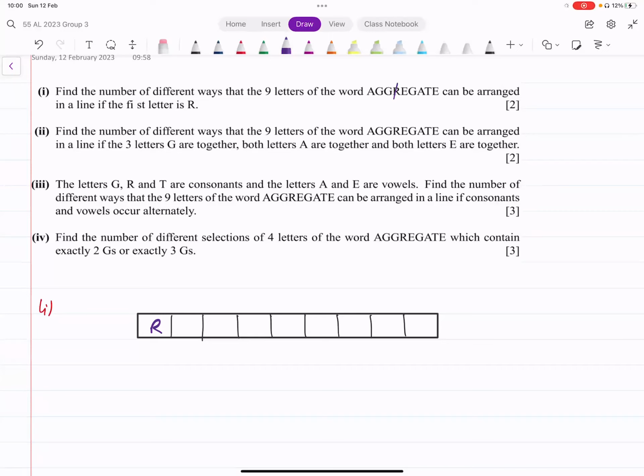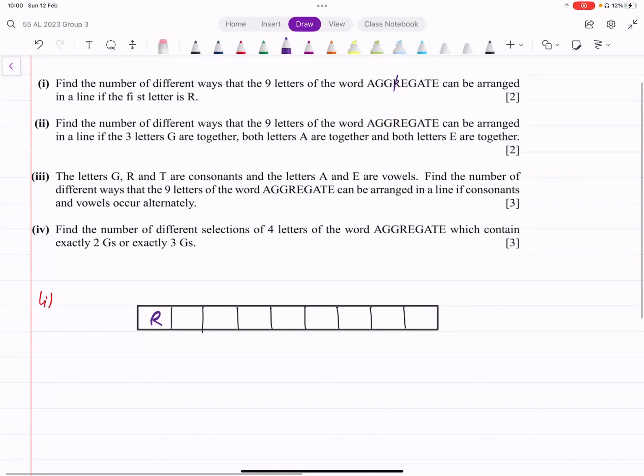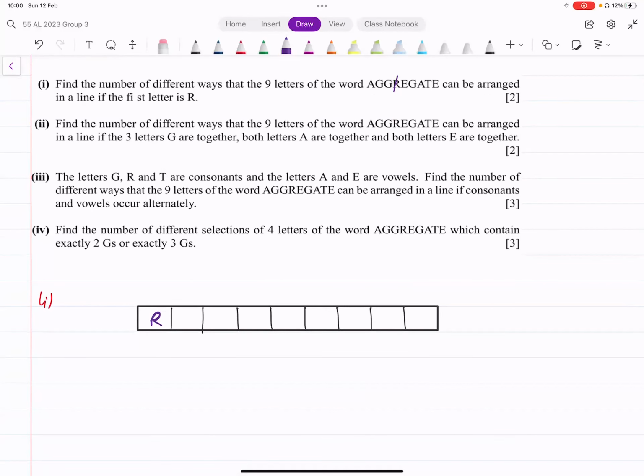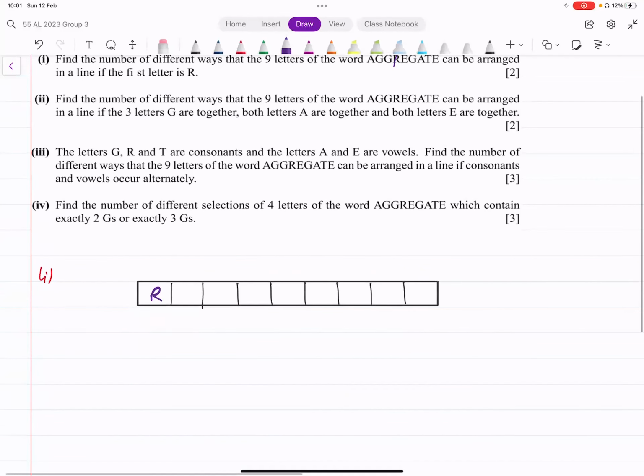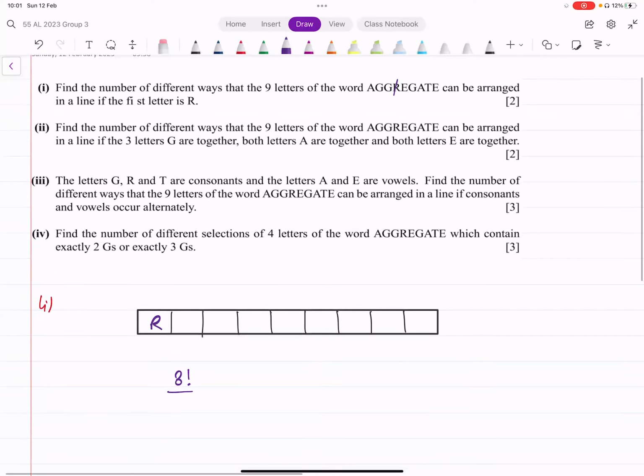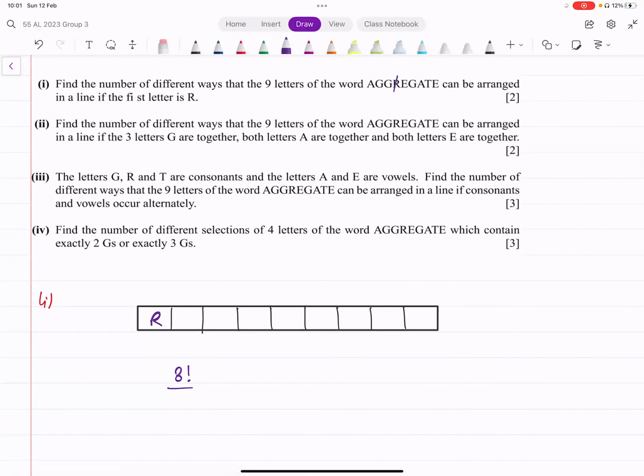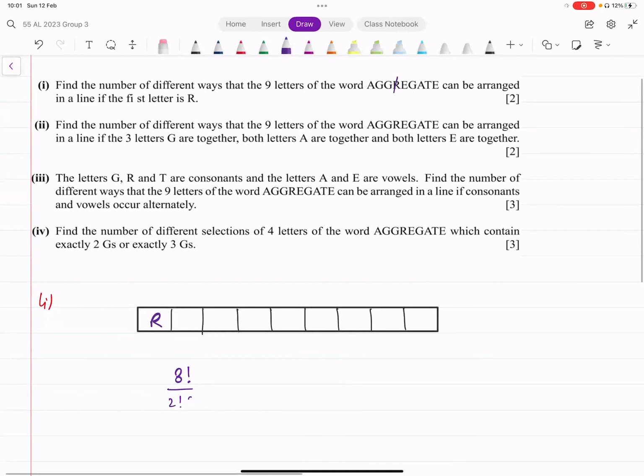So A, G, G, you can see how many of them are repeated. There are 8 of those letters, right? 5 and 3, 8. So that's 8 factorial for the remaining arrangements, divided by the number of repetitions: you have 2 A's, you have 3 G's, 3 factorial because of that, and you have 2 E's as well.